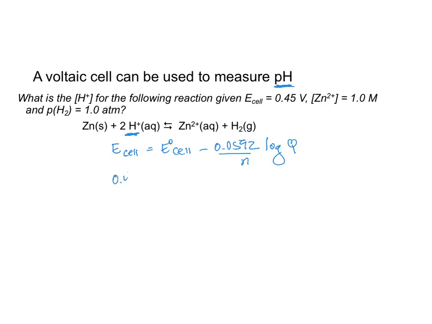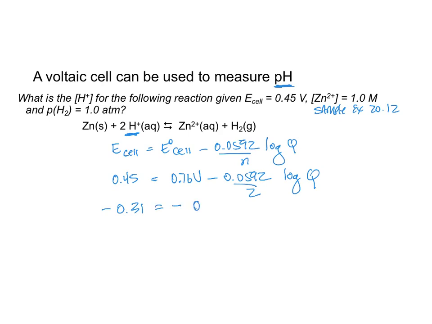So let's put in what we know. 0.45 volts, 0.76 volts, that is calculated. I stole that from sample exercise 20.12. That's really what this is. Then we have a 0.0592 over 10, and we're going to leave it right now as the log of Q. I want to work through the math. There's a minus 0.31. It's equal to a negative 0.0296 times the log of Q.